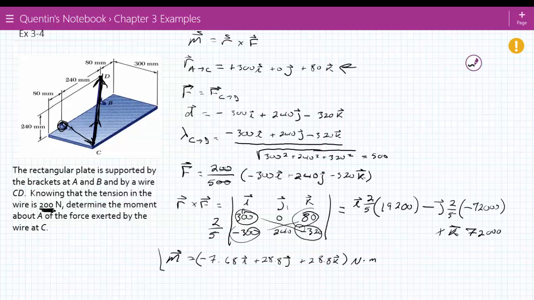So that is your answer. There is a moment vector caused by that cable at point A of minus 7.68 i plus 28.8 j plus 28.8 k Newton meters.